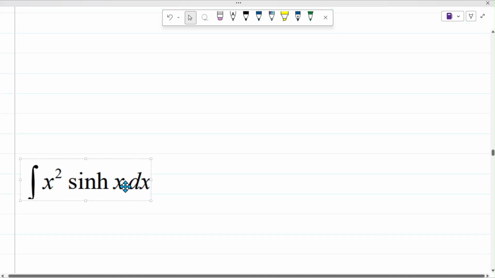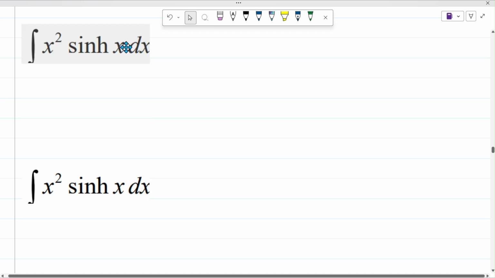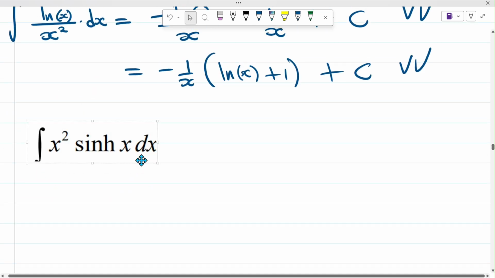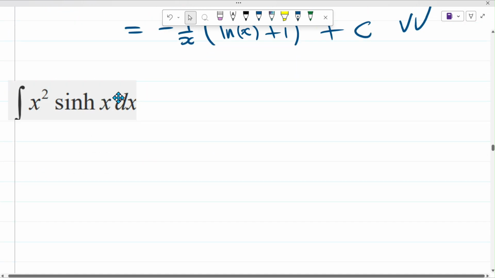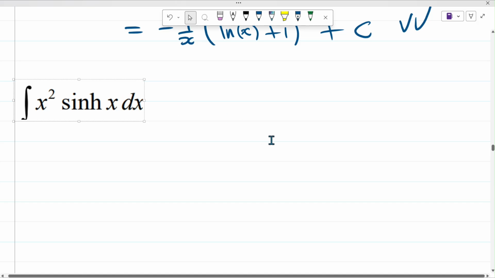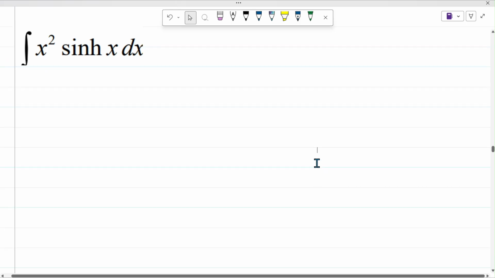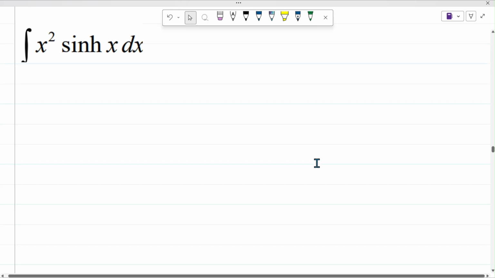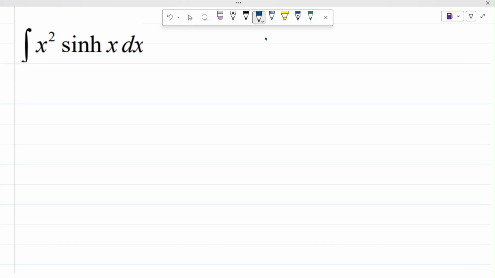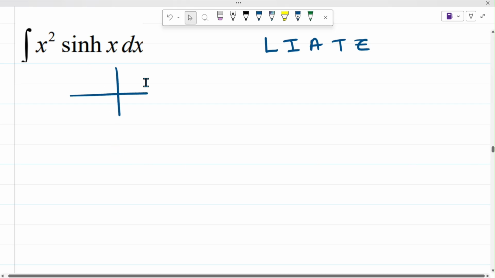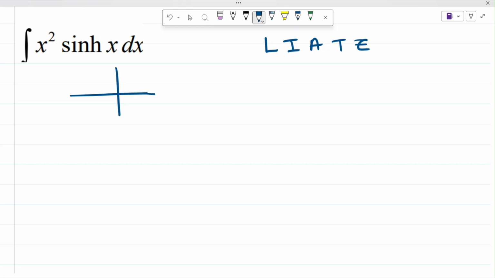Okay, we've got this question here. This question is the same as well, the procedure is the same. So we're still going to use LIATE. I'm going to draw my cross, of course. We need to first identify which functions we are dealing with.